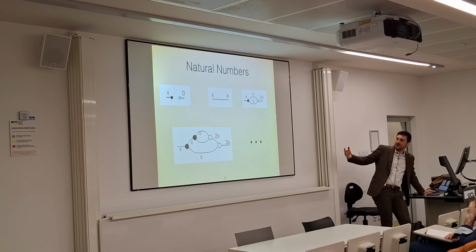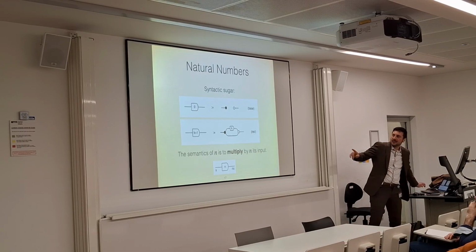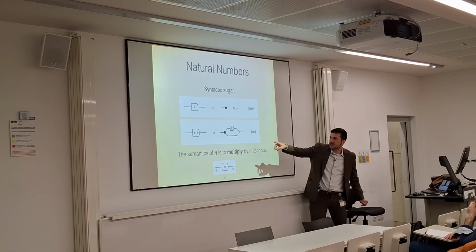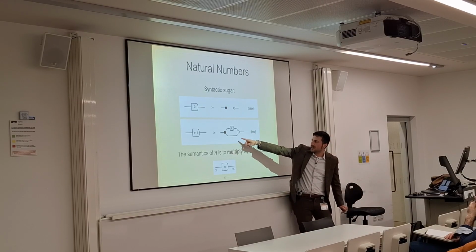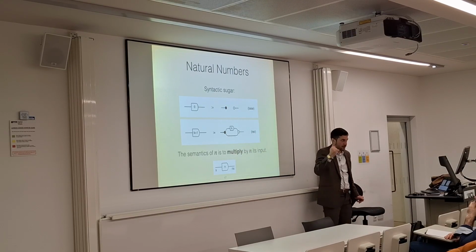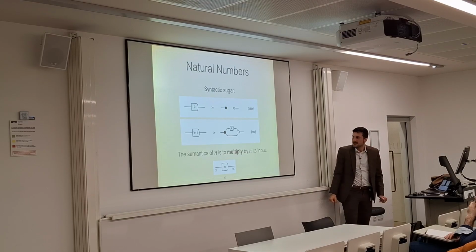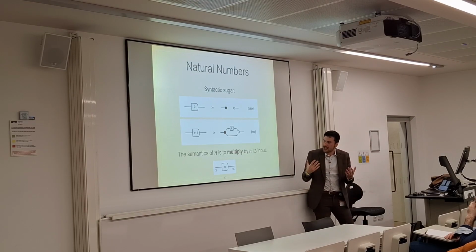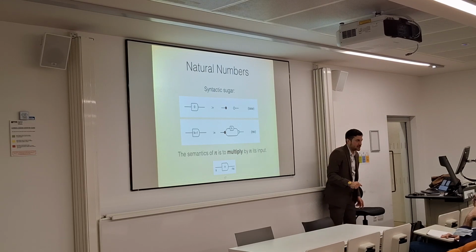As a matter of fact, we can introduce some syntactic sugar and say number 0 is defined like this, and number k plus 1 is defined as number k together with an extra wire. The semantics of a generic such diagram is: given an x, multiply it by the natural number k.